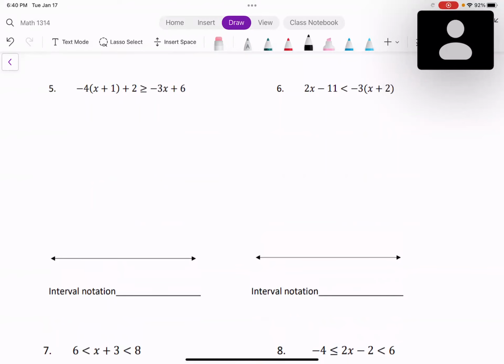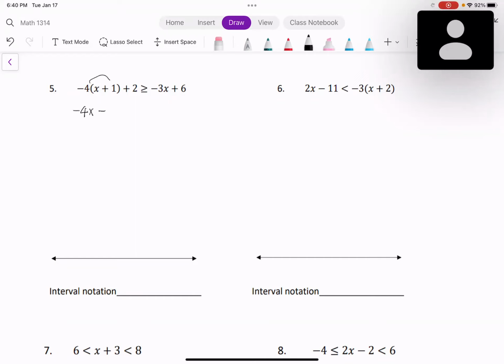Number 5. So we are solving for the x, but one x is in the parentheses, another x is on another side. We must distribute -4 and then combine all the x to one side. So pause the video and you can practice how to solve for the x. Let's distribute the -4 first.